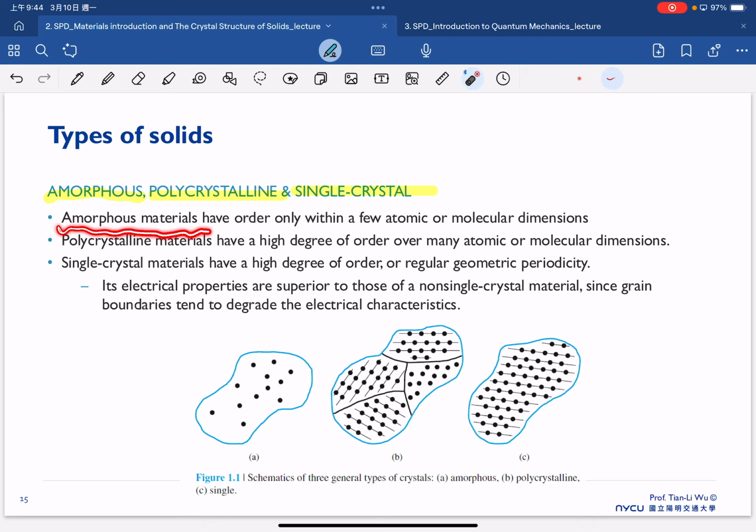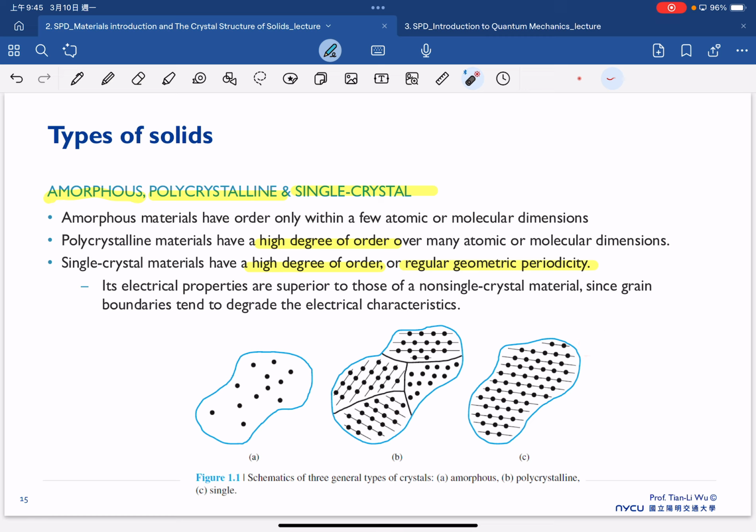The amorphous material has order only within a few atoms or molecular dimensions. That's the basic definition of amorphous. The polycrystalline material has a high degree of order over many atomic or molecular dimensions. And single crystal material has a high degree of order, or regular geometric periodicity. That's the definition of single crystal. If you look at the schematic, this is the schematic of the amorphous, this is the polycrystalline, and this is the single crystal.